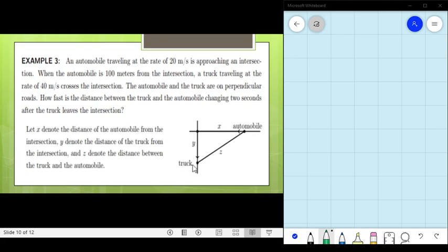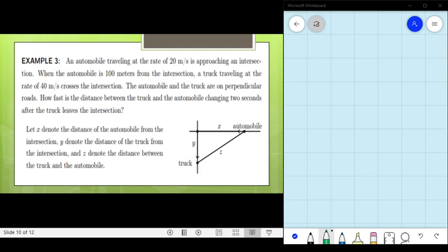So this is the situation. Here is the truck, and here is the automobile, wherein we let x be the distance of the automobile from the intersection, y be the distance of the truck from the intersection, and z be the distance between the truck and the automobile.